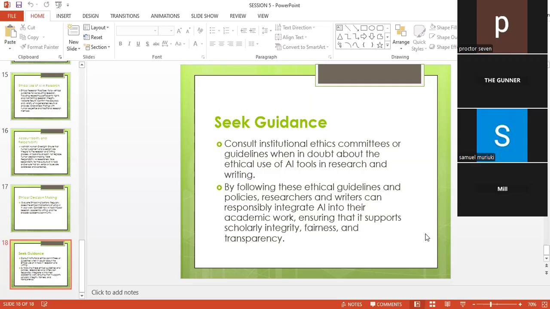So by following these ethical guidelines and policies, researchers and writers can responsibly integrate AI into their academic work. So seek guidance from your lecturers on the extent to which AI should be used. So that is my lesson today. If you have any question, this is your time.